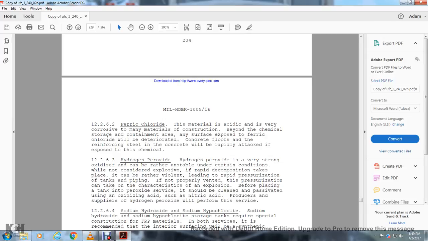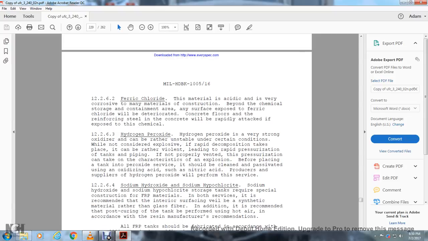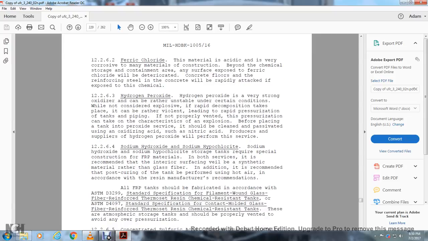12.2.6.3. Hydrogen peroxide. Hydrogen peroxide is a very strong oxidizer and can be unstable under certain conditions, though not considered explosive. Rapid decomposition can take place and can be rather violent, leading to rapid pressurization of the tank and pipe. If not properly vented, this pressurization can take on the characteristics of an explosion. Before placing a tank in peroxide service, it should be cleaned and passivated using an oxidizing acid such as nitric acid. The producer or supplier of the hydrogen peroxide will perform this service.